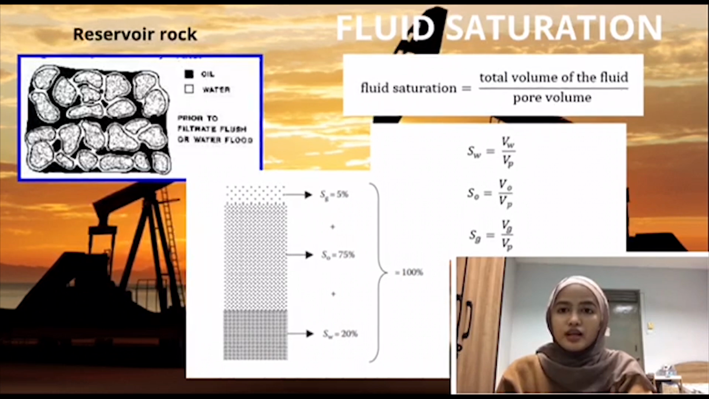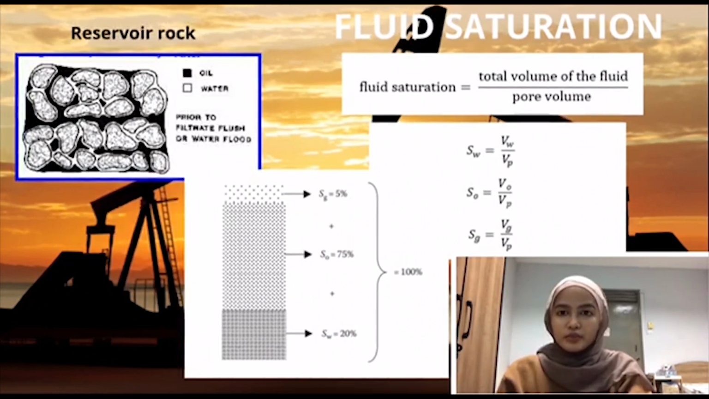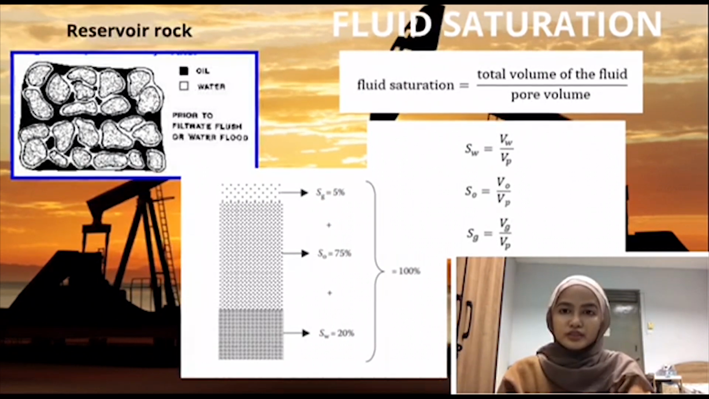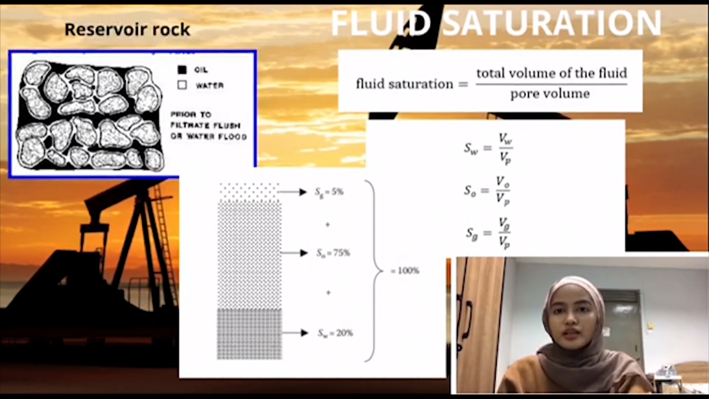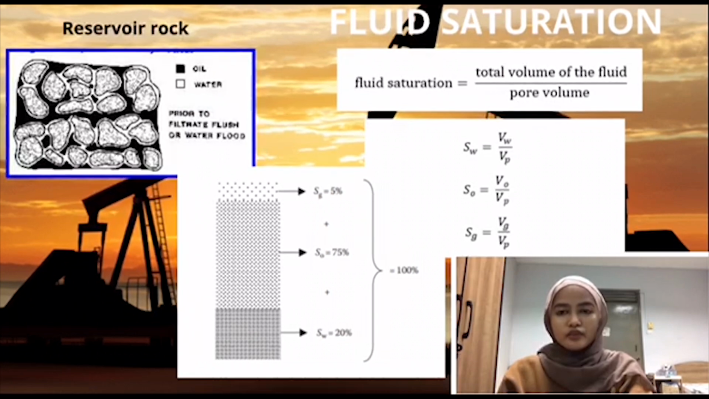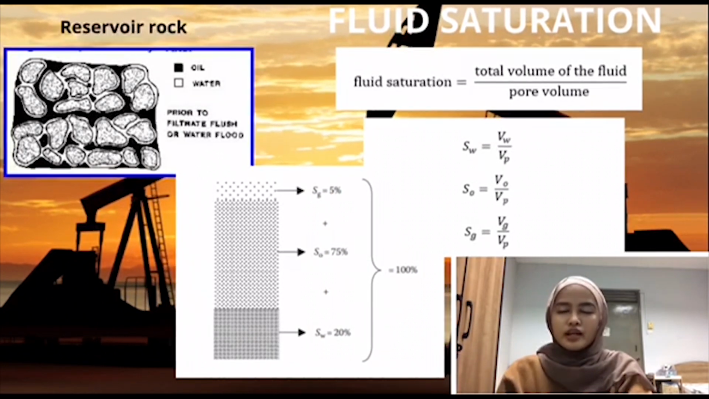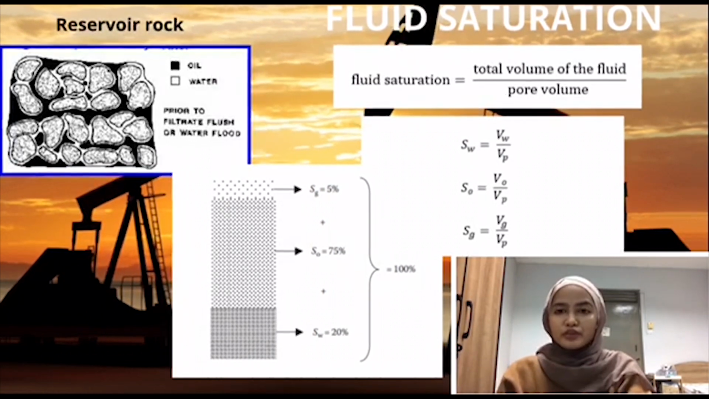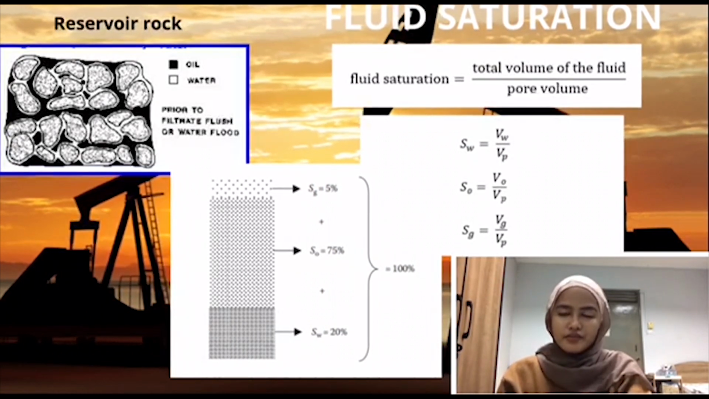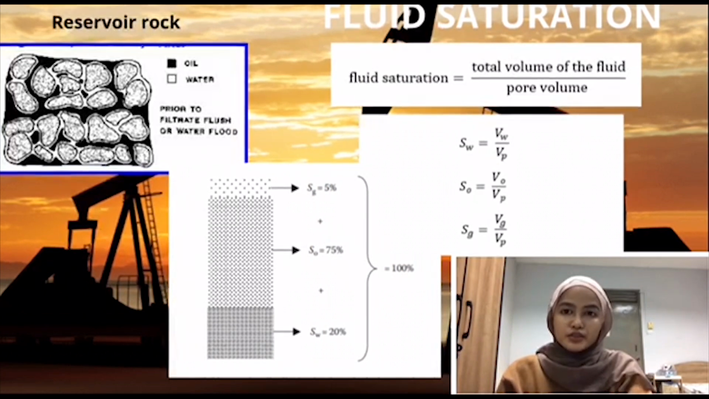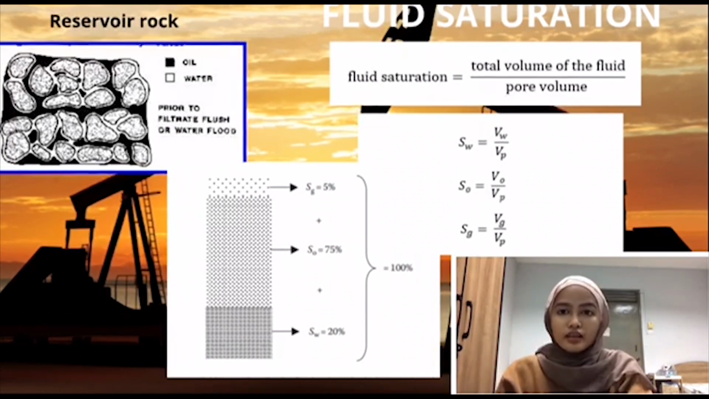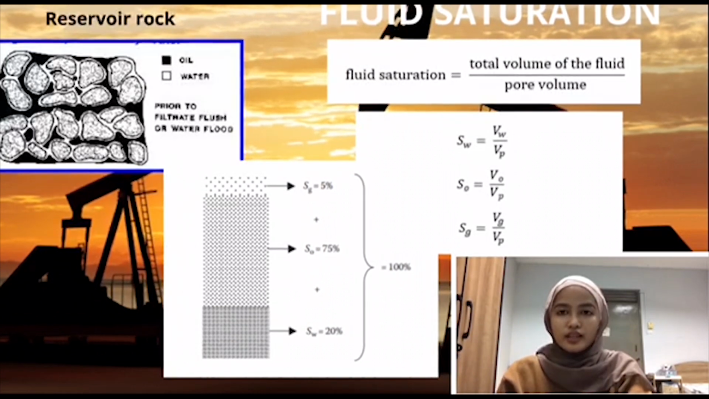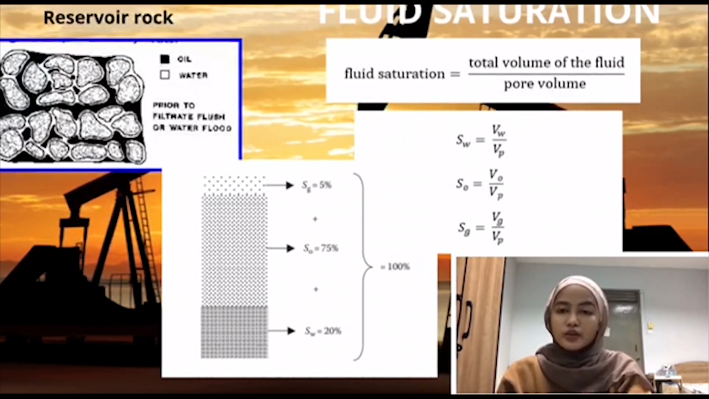For example, the water saturation can be calculated by dividing the volume of water in pore space by the pore volume. As for oil, by dividing the volume of oil in pore space by the pore volume, and for gas, dividing the volume of gas in pore space by the pore volume. And by definition, the sum of saturations is 100%. Therefore, the saturation of water plus the saturation of oil plus the saturation of gas equals 1.